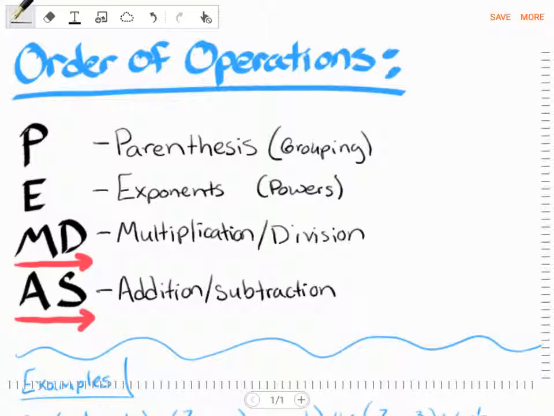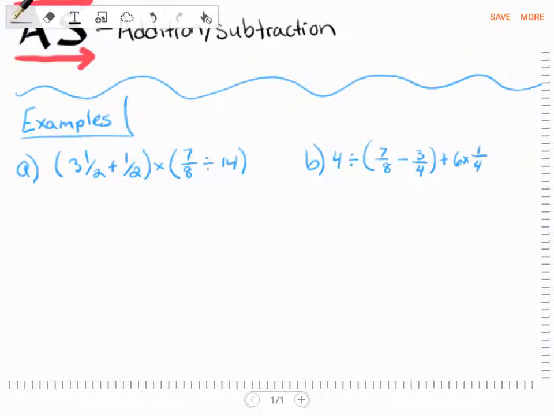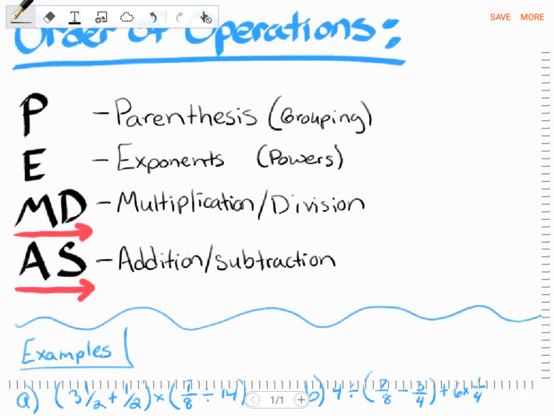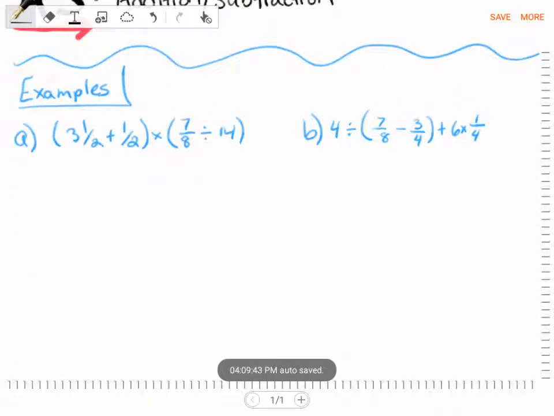So let's look through a few problems and put these things to practice. Here I've written out some examples, and we're using a lot of fractions because nobody likes fractions and we need to practice with them. So let's look at A here. The first thing I want to do is look at my parentheses. Remember, if you look at your order of operations up here, our first thing is parentheses. We don't see any exponents, so we're not going to have to worry about that after this.